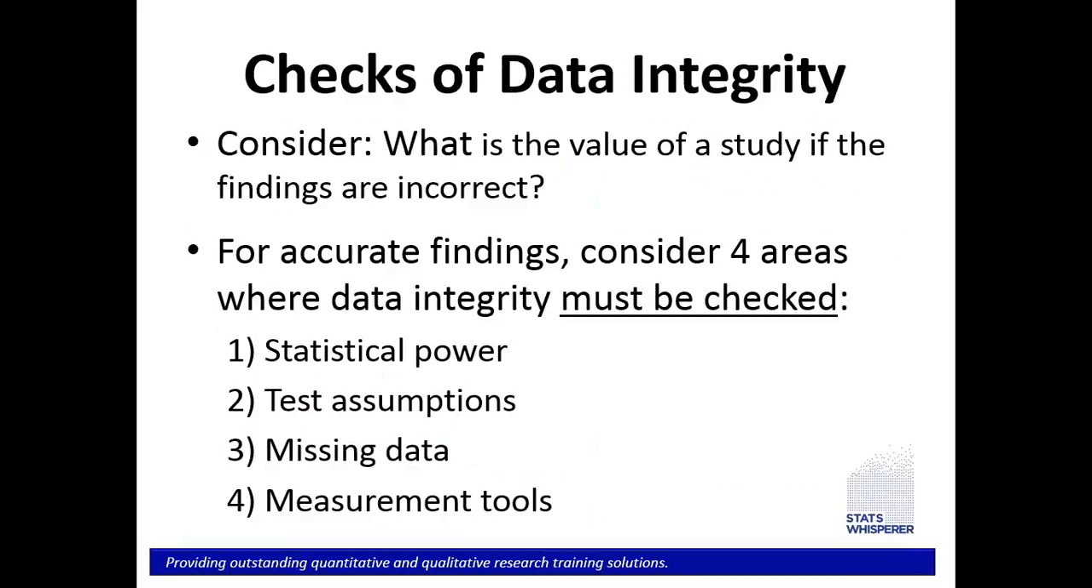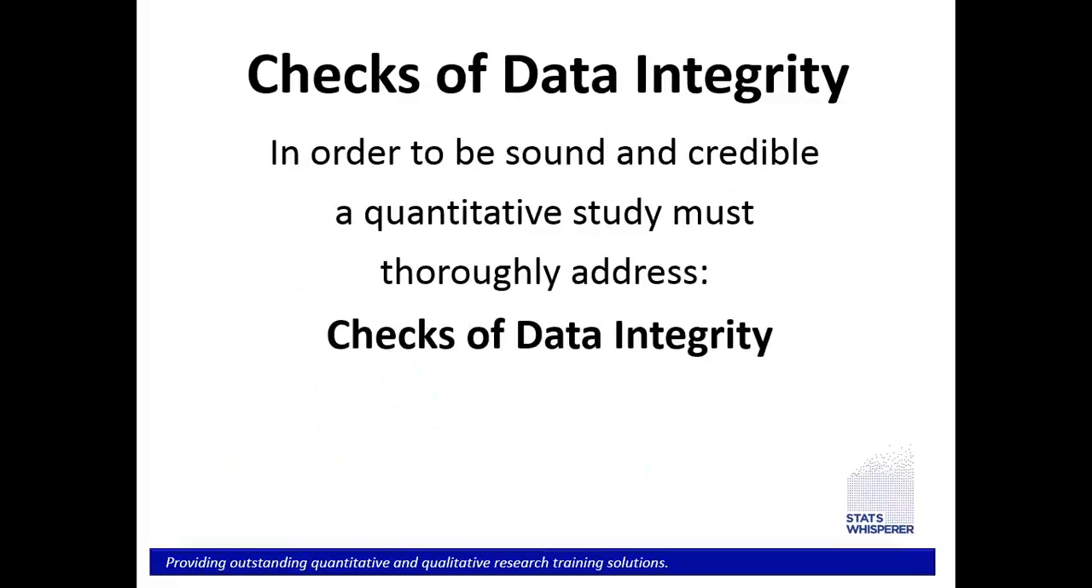So again, like last week, let's consider what's the value of a study if the findings are incorrect, right? To produce accurate findings, we must consider 4 areas where data integrity must be checked. Statistical power, test assumptions, that's 1 and 2, and then 3 and 4, which are missing data and measurement tools. And again, in order to be sound and credible, a quantitative study must thoroughly address checks of data integrity.